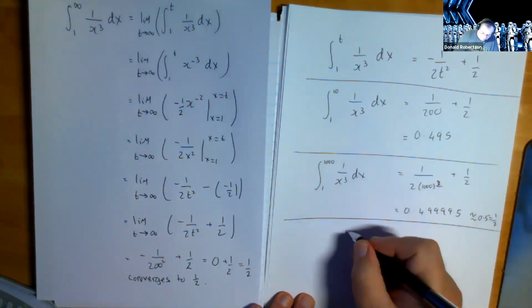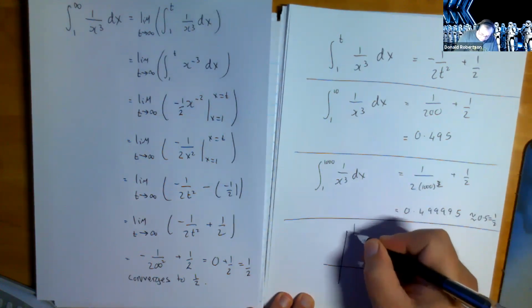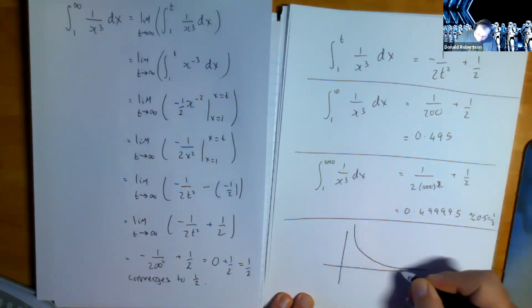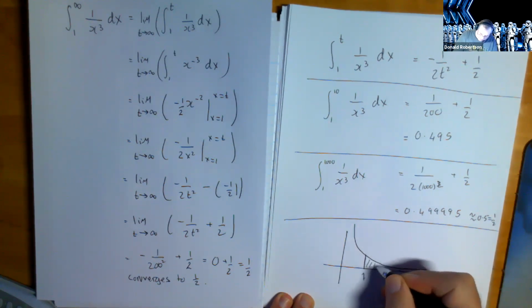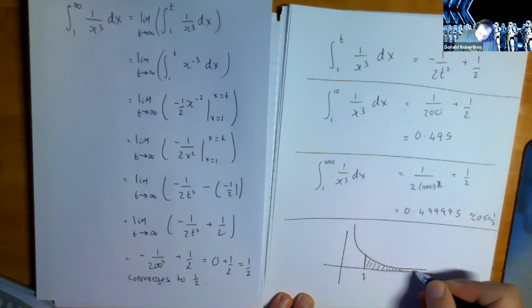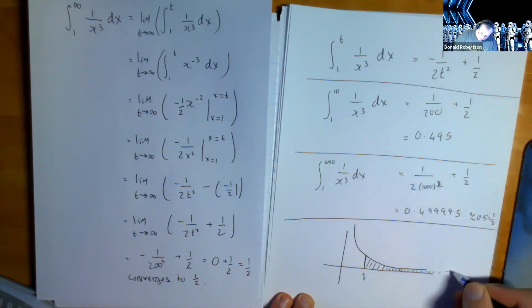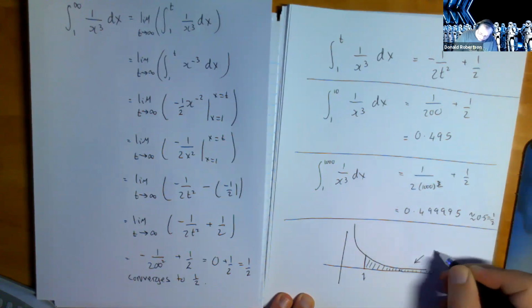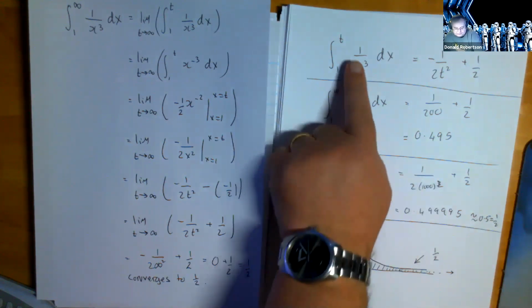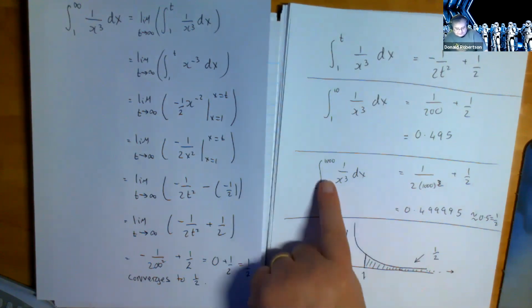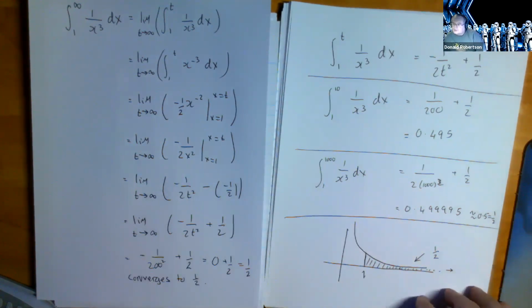Now, if you sketched 1 over x cubed, it would look like this. And if you start at 1, we are calculating this area to the end of the universe, and we're saying that it's equal to a half. So it is possible to get an infinite integral, something with infinity, that is equal to a number. And it can still work.